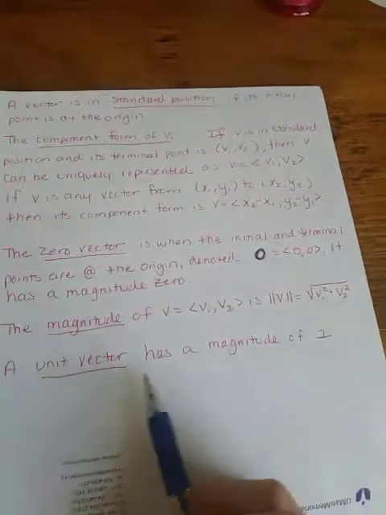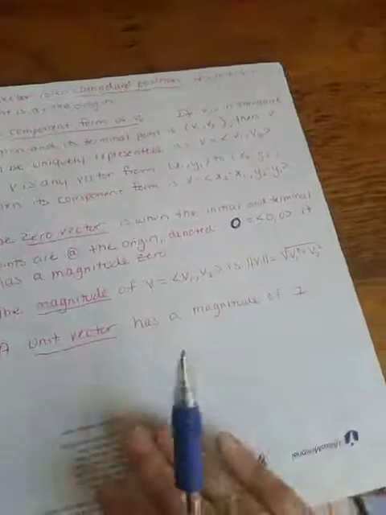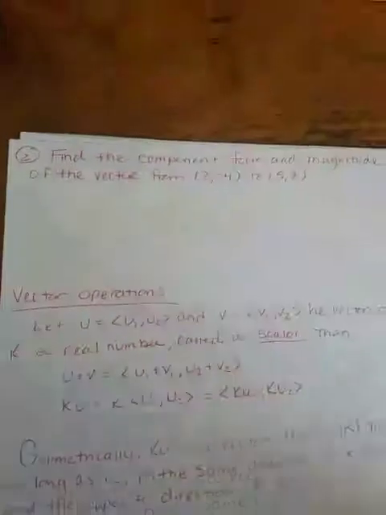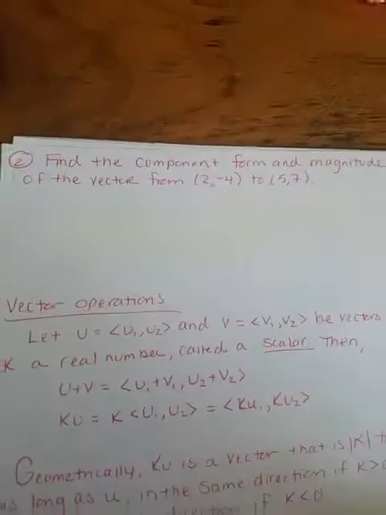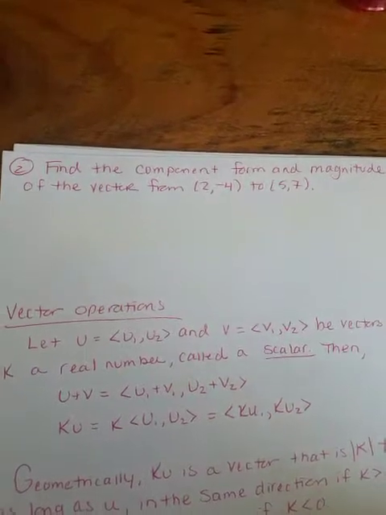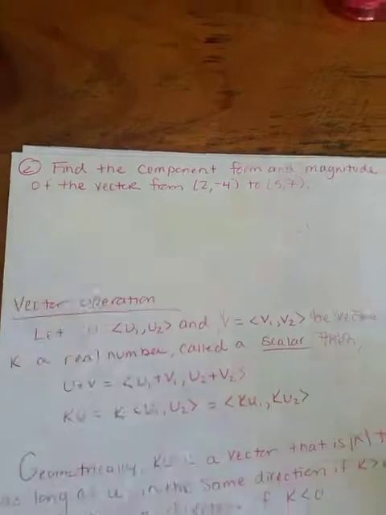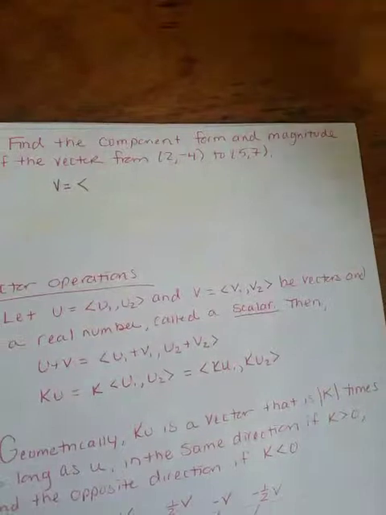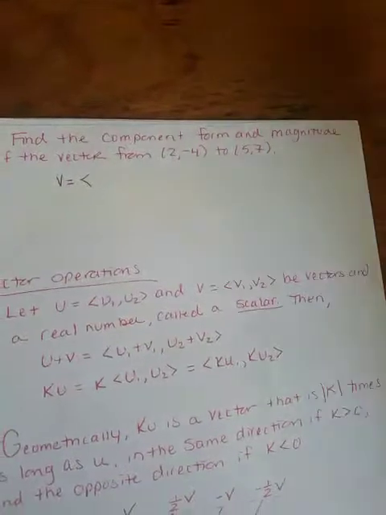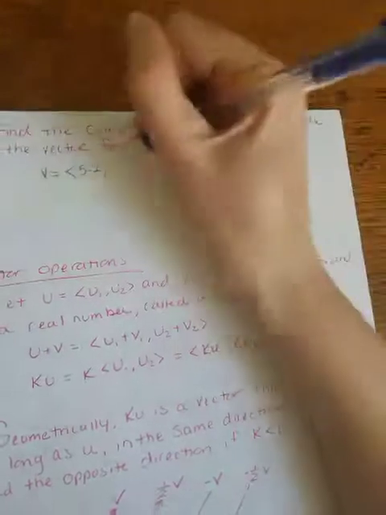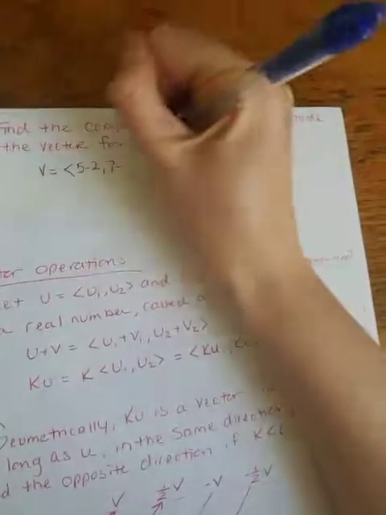A unit vector has a magnitude of 1, and we're going to get more into unit vectors in a minute. Okay, example 2, applying what we just talked about. Find the component form and magnitude of the vector from the point (2, -4) to (5, 7). So for component form, I'm going to have v equals the difference of the x's and the difference of the y's: 5 minus 2, comma, 7 minus -4.